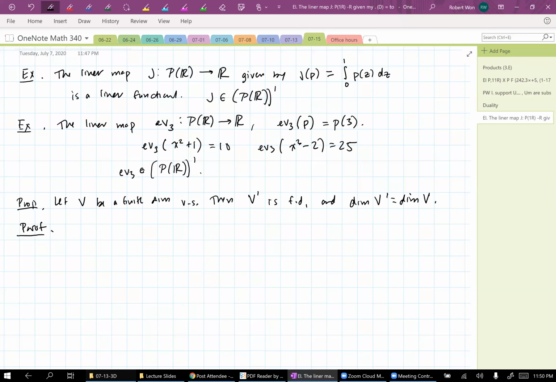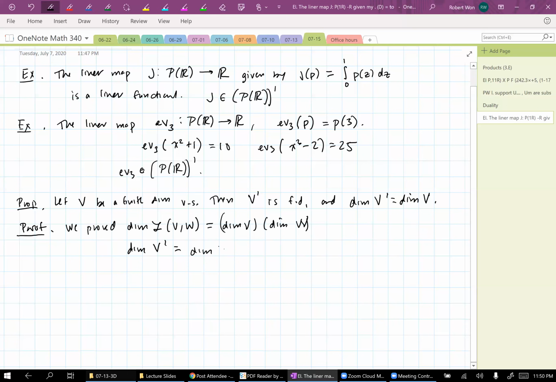Okay, and we actually already proved this. So we proved that if V and W are finite dimensional, then the dimension of the set of linear maps from V to W is the dimension of V times the dimension of W. So this means that the dimension of V prime, that's the dimension of the linear maps from V to F, is the dimension of V times the dimension of F, but the dimension of F is just 1. So it's just the dimension of V.